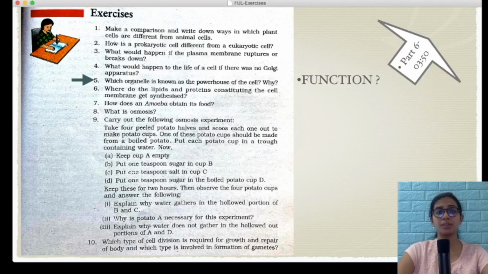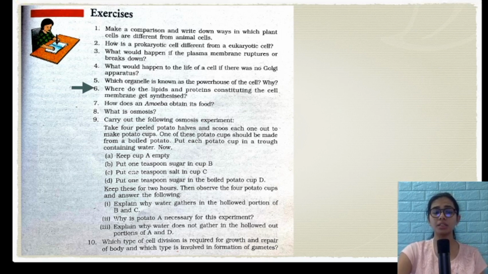Now coming back to our questionnaire, number 6: where do the lipids and proteins constituting the cell membrane get synthesized? The cell membrane, we have learned, is a bilipid membrane, so it has two layers of lipids and some proteins, channel proteins and others, attached on the surface. That is the structure of the membrane.